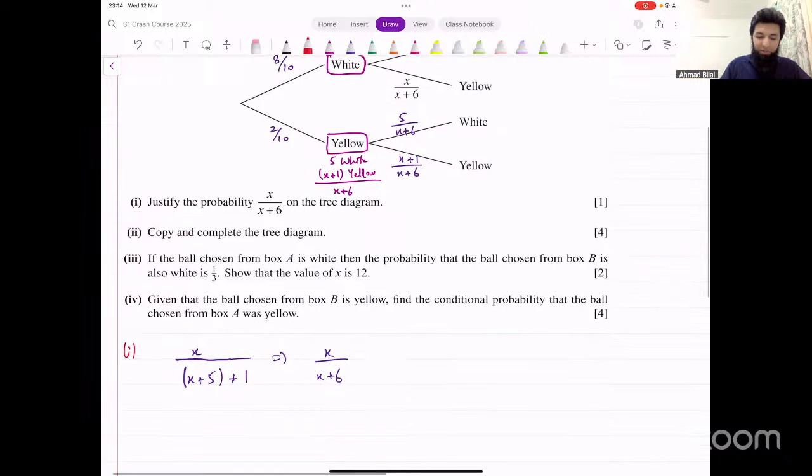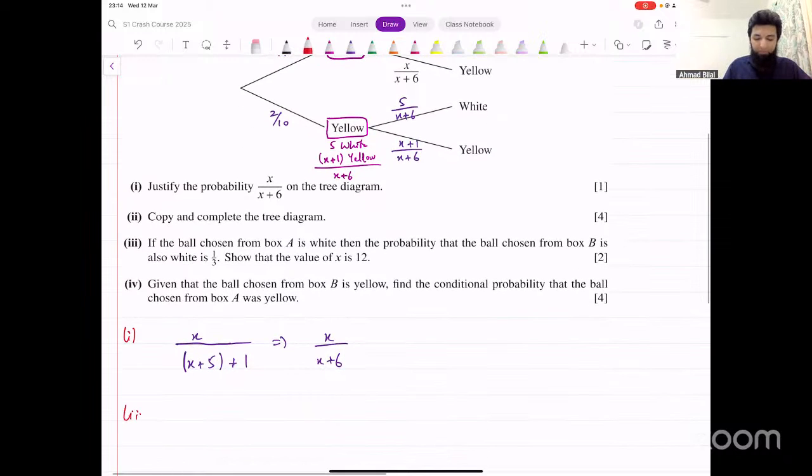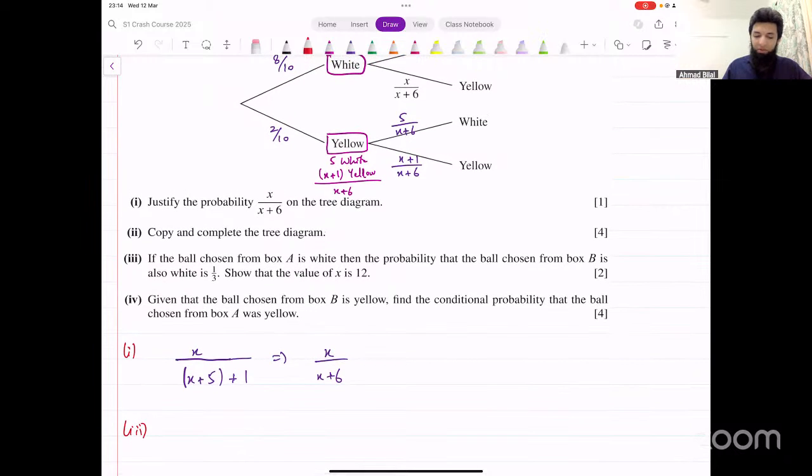Now the next part says, part 3. If the ball chosen from box A is white, then the probability that the ball chosen from box B is also white is 1 over 3. Show that the value of X is 12.